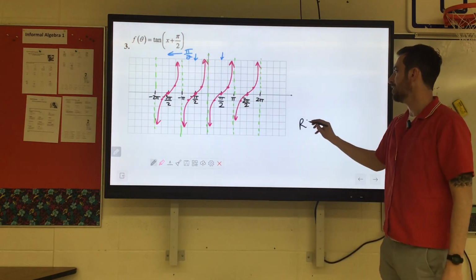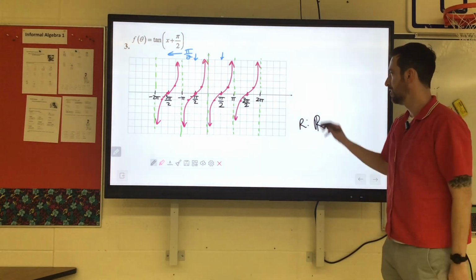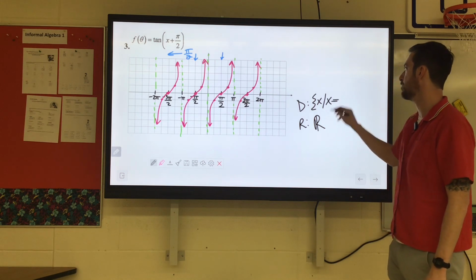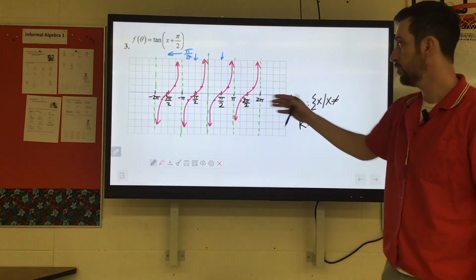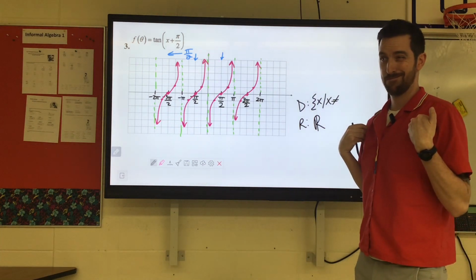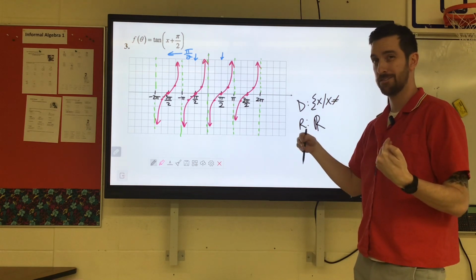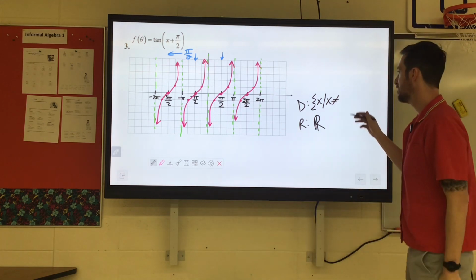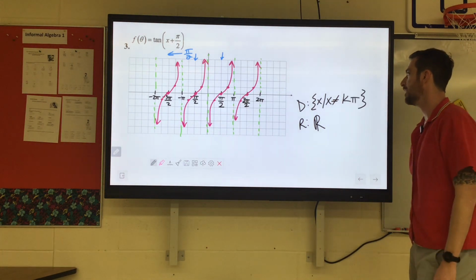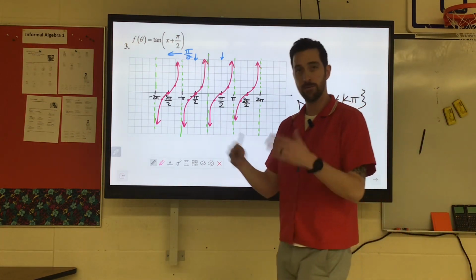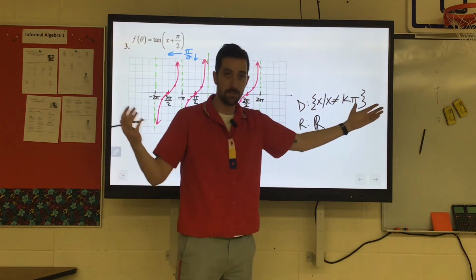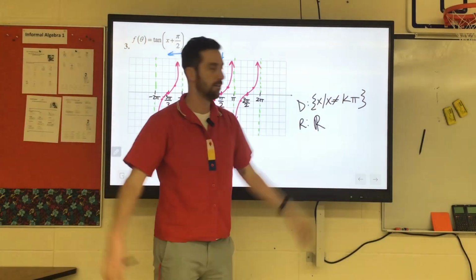We know the ranges already. All real numbers. Domain: x such that x does not equal, you pick an asymptote. Negative 2 pi, negative pi, 0, pi, or 2 pi. I'm just going to pick 0. Because then we could just say 0 plus, which you could get rid of the 0 plus then. So it's just k times the period, and our period is pi. So you could just say x such that x does not equal k pi. Because remember, k could be any integer. Could be negative 5. There's going to be an asymptote at negative 5 pi. Could be 0. There's going to be an asymptote at 0 pi. Cool.